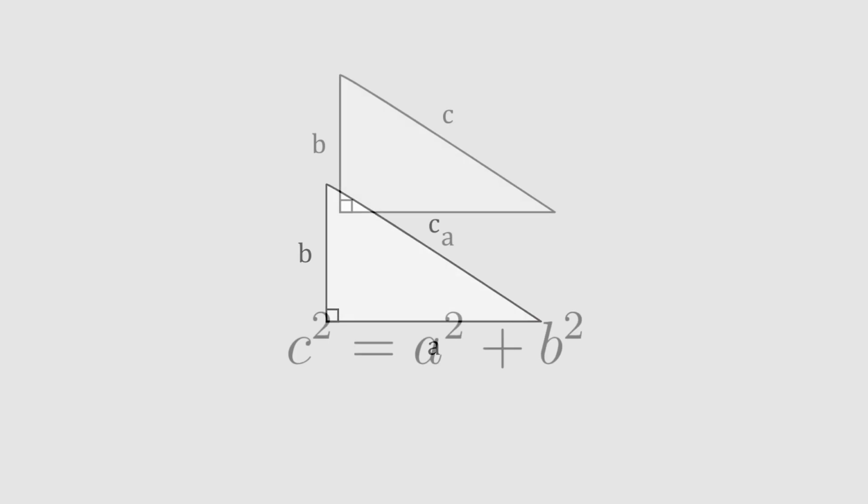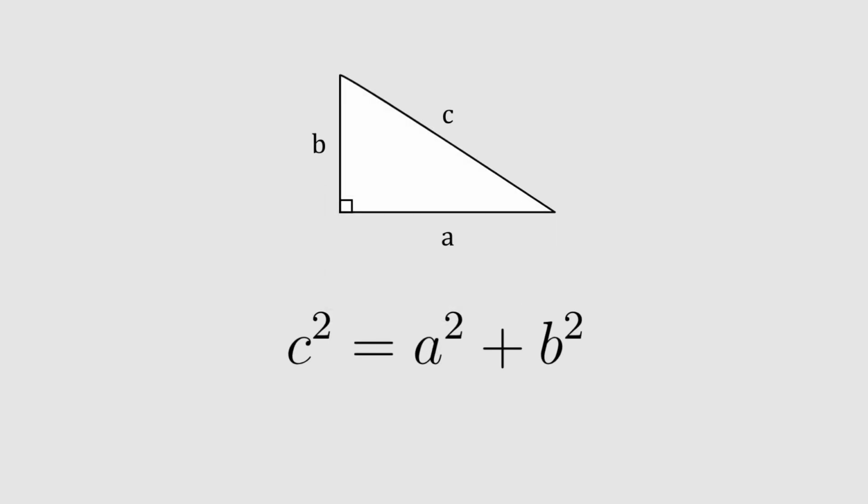In order to apply the Pythagorean theorem, your triangle must have a 90-degree angle, making it a right-angled triangle. In this context, we label the side opposite the right angle as C, or the hypotenuse, while the other two sides are denoted as A and B. The Pythagorean theorem states that C squared equals the sum of A squared and B squared.